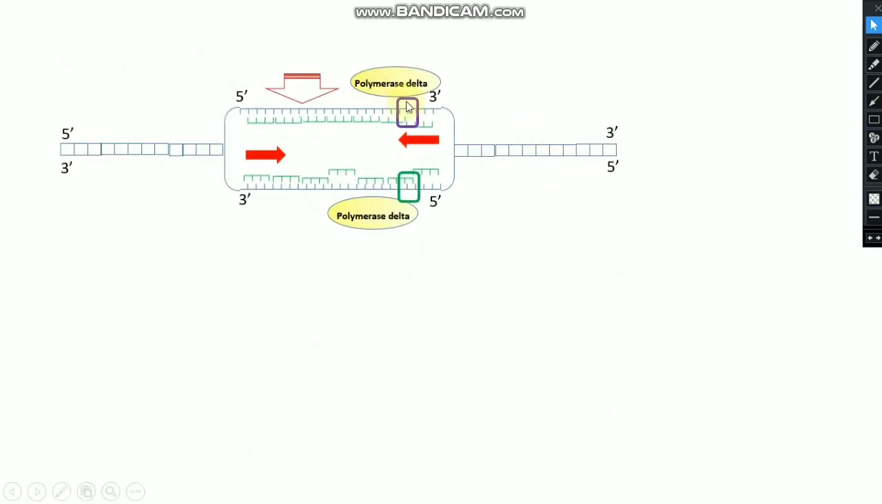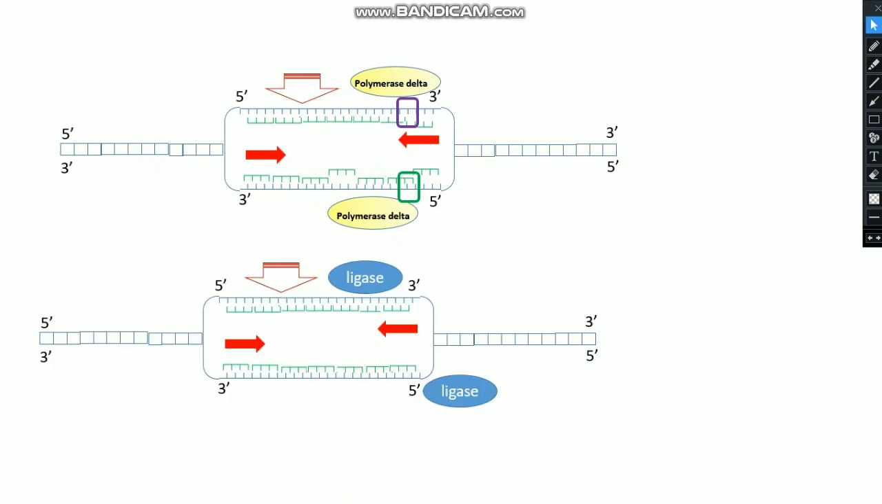again the polymerase delta starts working to synthesize another small segment of the DNA strand to fill up the gap created by the removal of the primer. So here is the one segment, and here the small gap that was created is filled by the DNA polymerase delta. Alright, then this new strand comes and fills the gap.